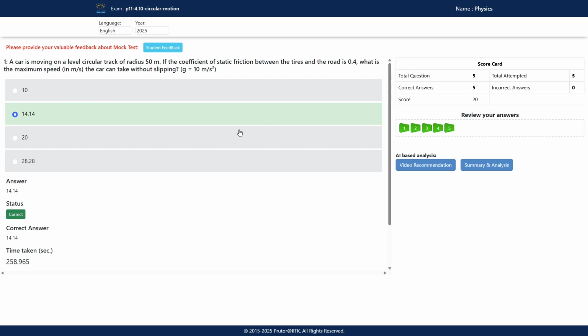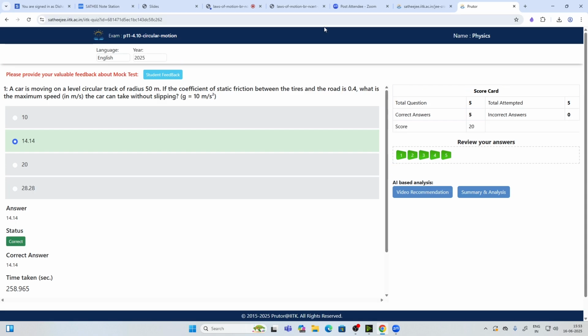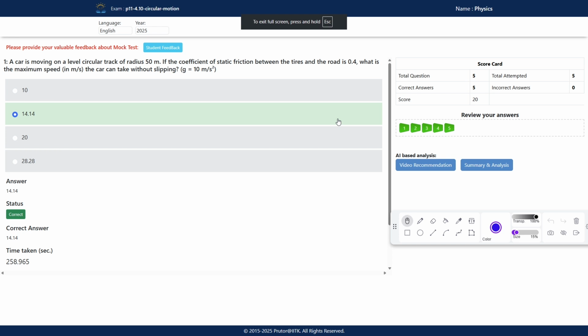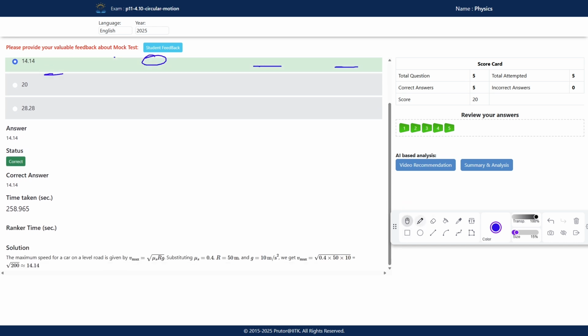A car is moving on a level circular track of radius 50 meter, and the coefficient of static friction between the tires and the road is 0.4. What is the maximum speed in meter per second? So in this question you have to find out the maximum speed. For the maximum speed, the formula is this one. Just substitute all the given terms like static friction, R and g in the formula. You will get the value of Vmax, that is 14.14. Clear?